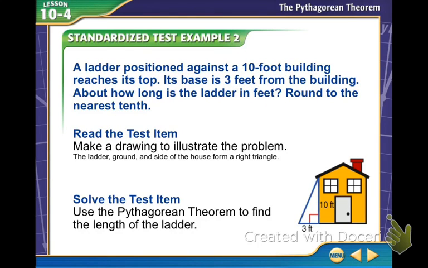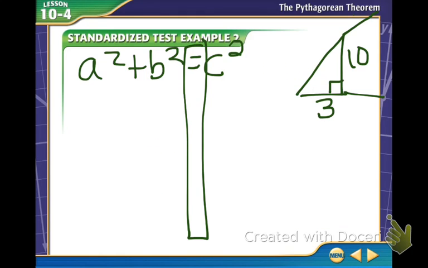So first make a drawing of what it's talking about. Here we have the house. We're showing it's 10 feet up the side of the house and 3 feet out. And then we use the Pythagorean theorem. Go ahead and pause this one and solve for the missing hypotenuse.